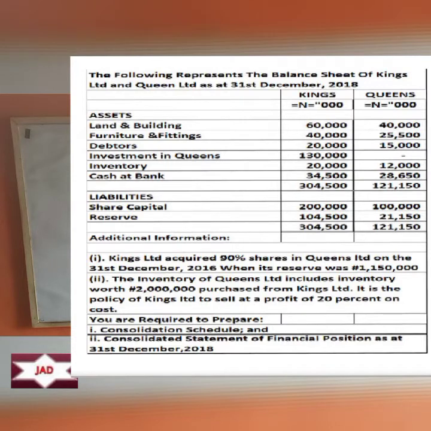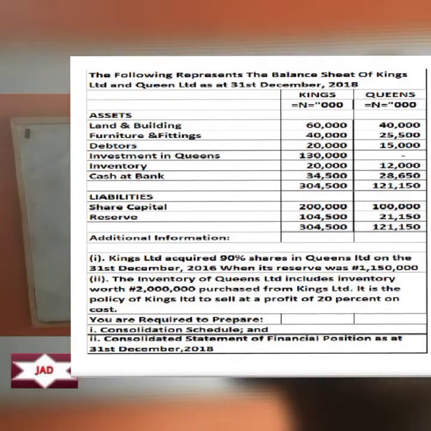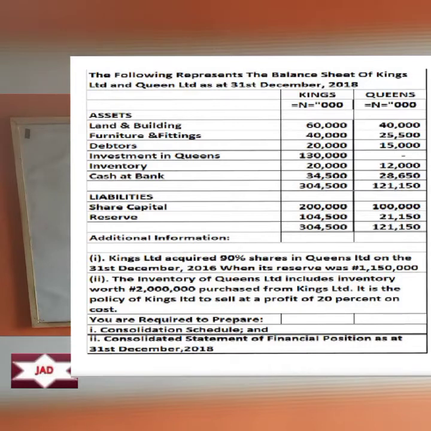Now the inventory of Kings Limited includes inventory worth 2 million naira purchased from Queens Limited. It is the policy of Kings Limited to sell at a profit of 20% on cost. Prepare the consolidation schedule and consolidated statement of financial position at 2018. So this question here is going to help us understand how to treat unrealized profit on inventory. So we already have the balance sheet. And look at it, we have the balance sheet of Kings and Queens. Okay, so let's go.